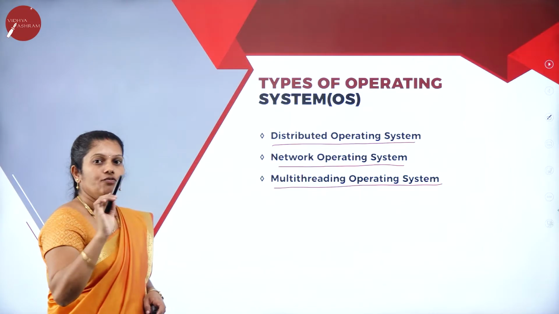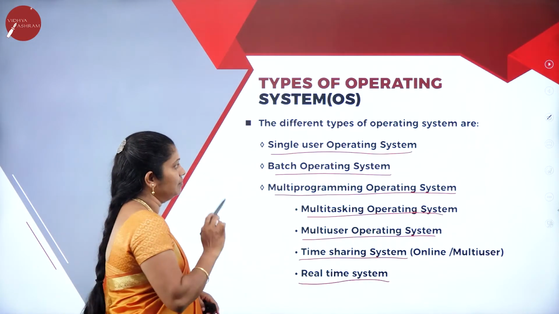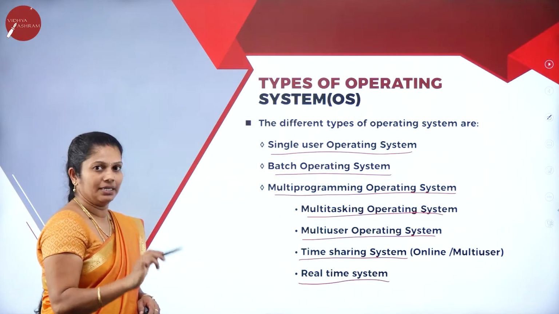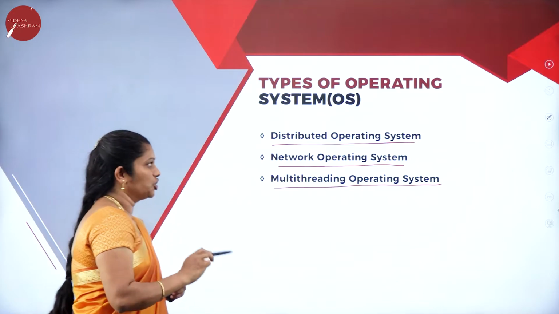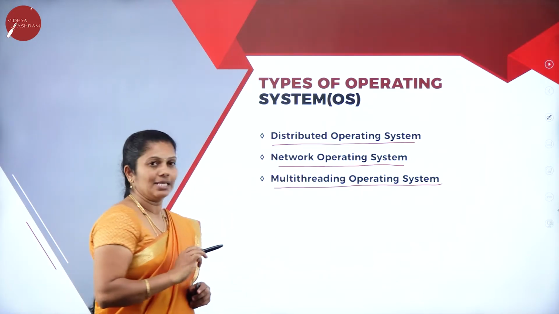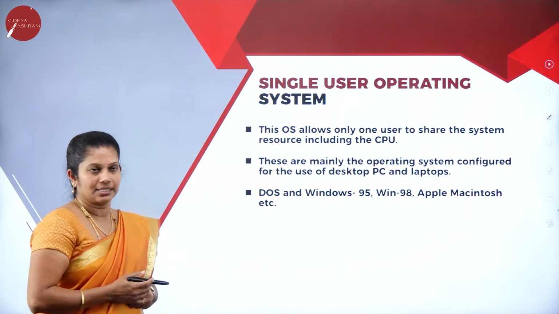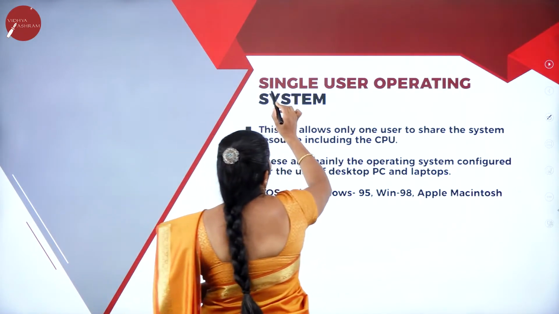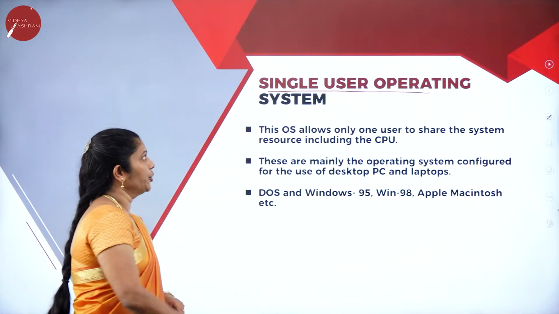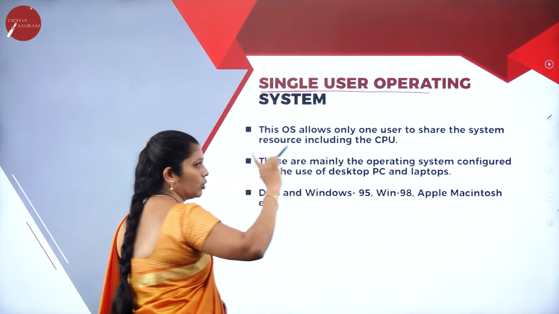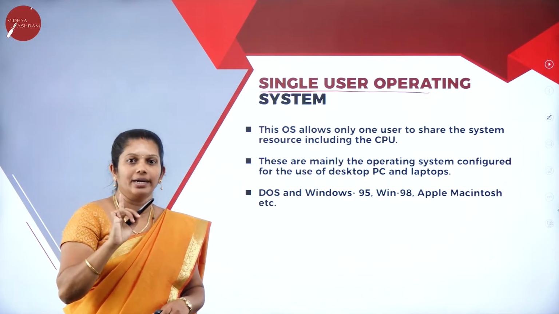These are the few types of operating systems: single user operating system, batch, multi-user, multitasking, multi-programming, real-time, time sharing, distributed, network, as well as multi-threading operating system. Now one by one we'll discuss. First we'll discuss single user operating system. Already I told you, single means only one person. Only one person can work at a time.